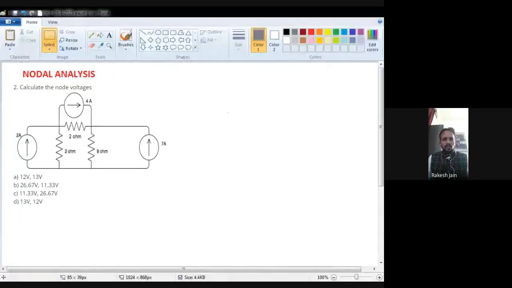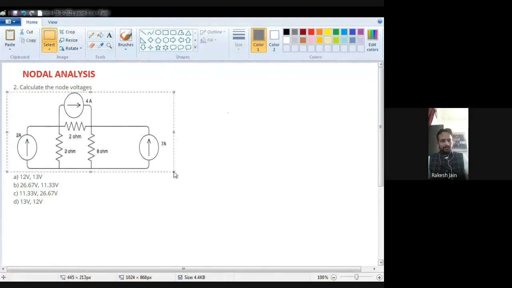So dear students, today once again we studied about nodal analysis. So here on the screen there is a question, we have to calculate the node voltages. A diagram is given and four objectives are given. Which one is the correct choice?